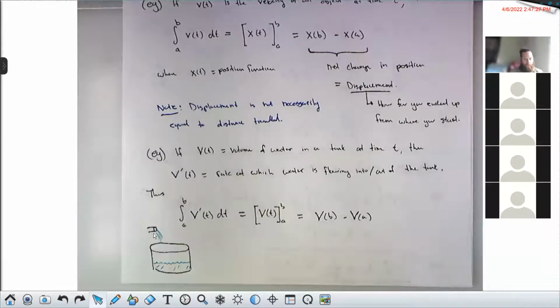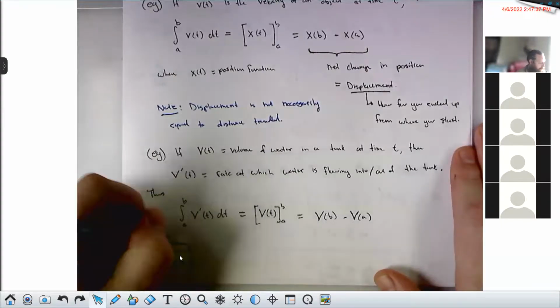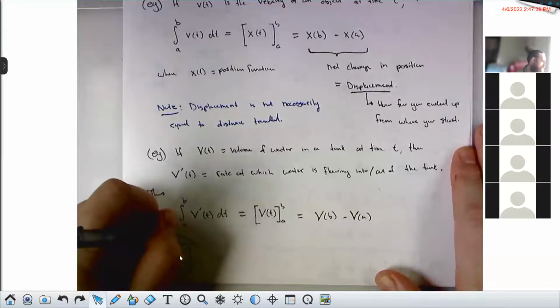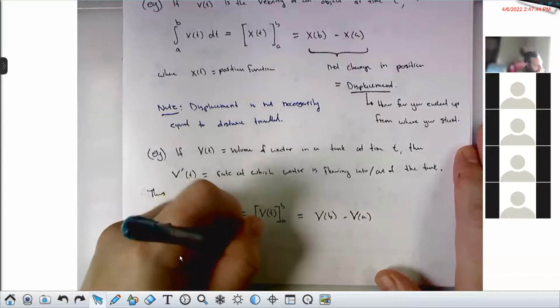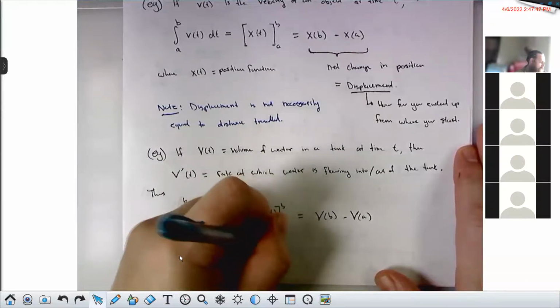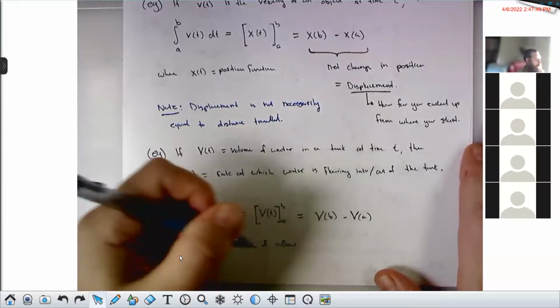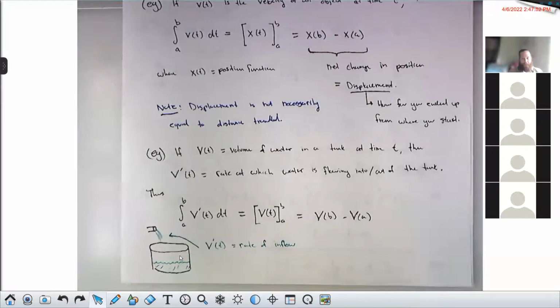Let's pretend I've got a hose that's filling up a tank here. V primed is how fast water is coming in. It is a rate of change for the water in the tank. So this would be the net change, the volume of water in the tank.